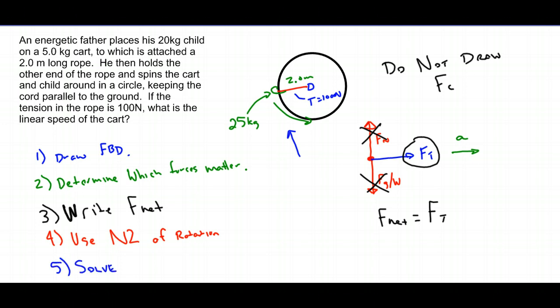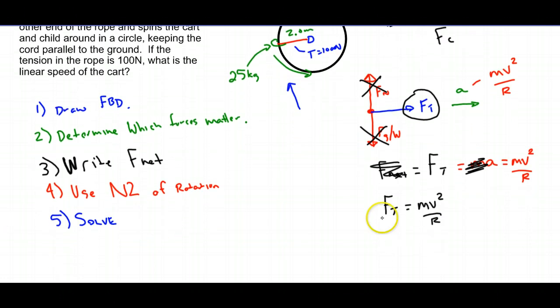So Newton's second law of rotation basically says that this is equal to ma, but remember, a in rotation is given by v squared over r. So then we can say this is also equal to m times v squared over r. And so what we have now is we have this situation where this can go away. We can ignore this now, and we can ignore this now, and we know that our tension force, which we have a value for, is equal to mv squared over r. And so now we can just solve.